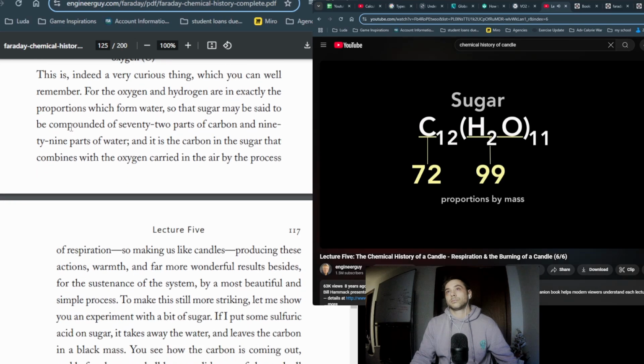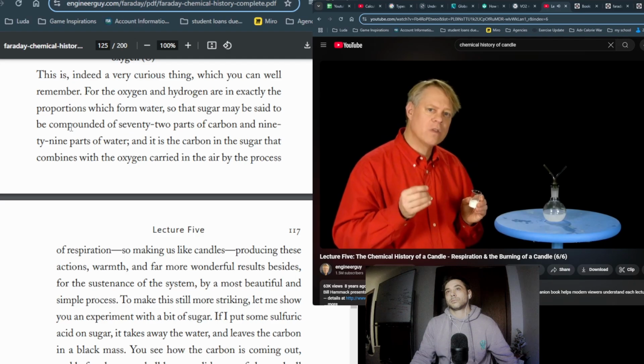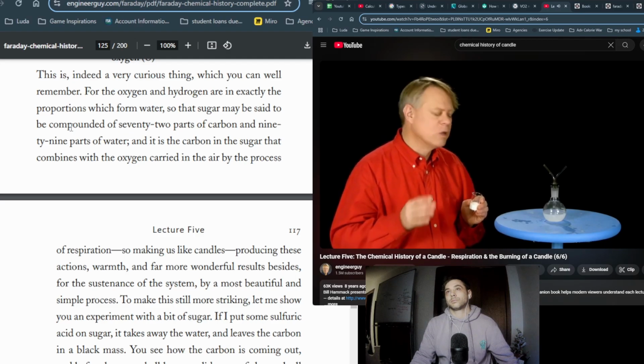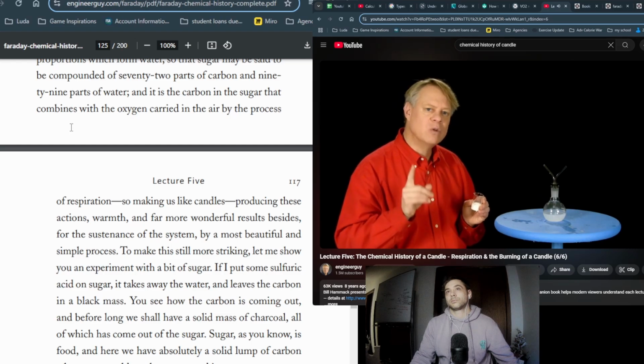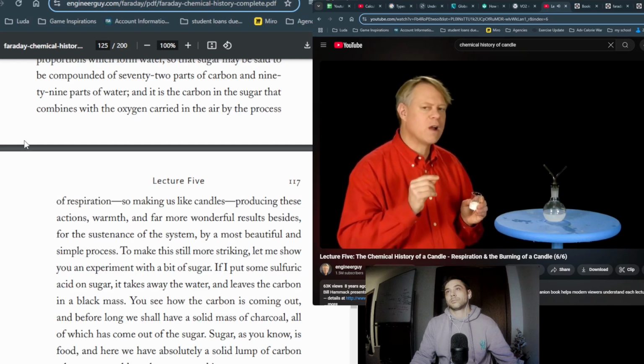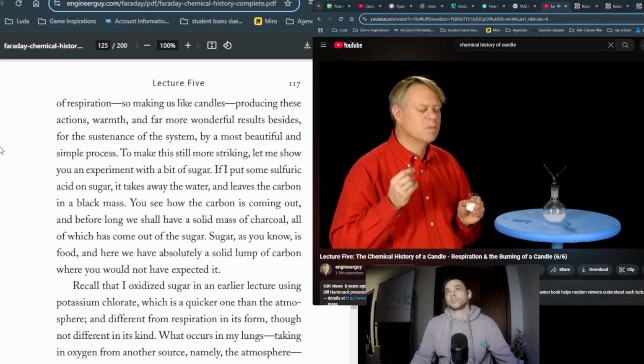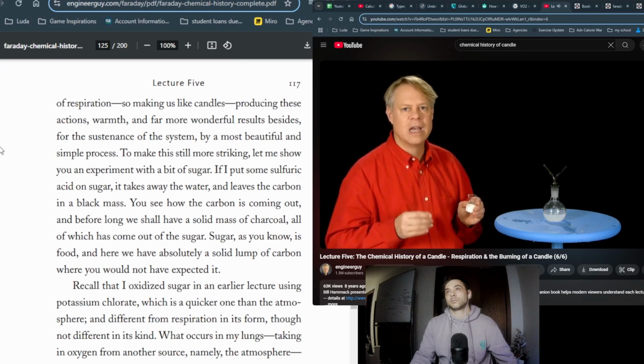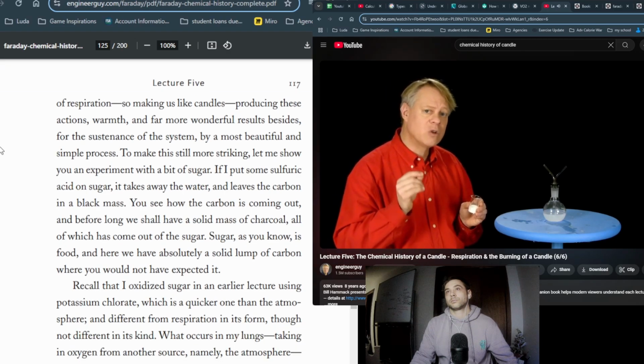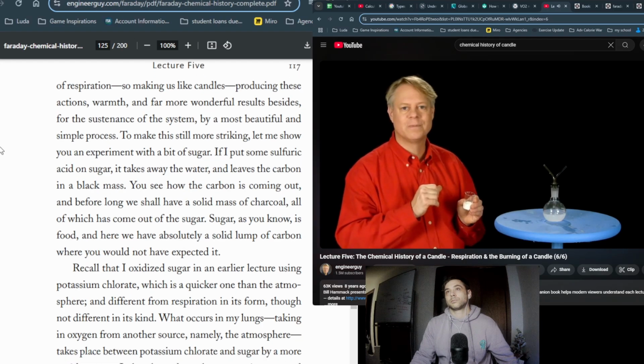99 parts of water. And it is the carbon in the sugar that combines with the oxygen carried in the air by the process of respiration, so making us like candles, producing these actions, warmth, and far more wonderful results besides, for the sustenance of the system by a most beautiful and simple process. To make this still more striking, let me show you an experiment with a bit of sugar.